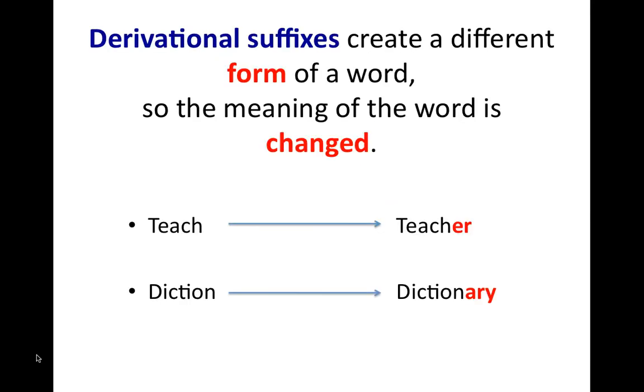Derivational suffixes, on the other hand, are different because they create a different form of a word, so the meaning of the word is changed. If we add the suffix er to the word teach, it becomes teacher. Teach is something we do, but teacher is a person. If we add the suffix ary to the word diction, it now becomes the word dictionary. Diction is a style of speaking, but dictionary is a book or digital resource that lists words and their definitions. Derivational suffixes do change the meaning of the word.